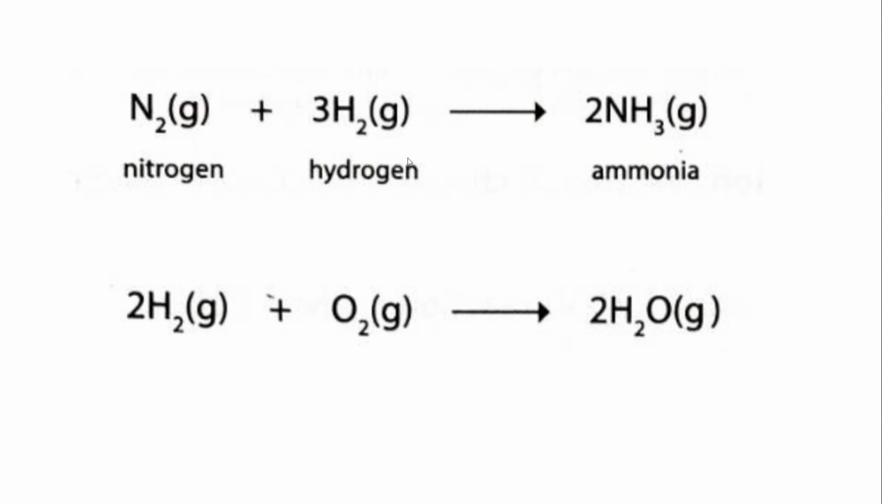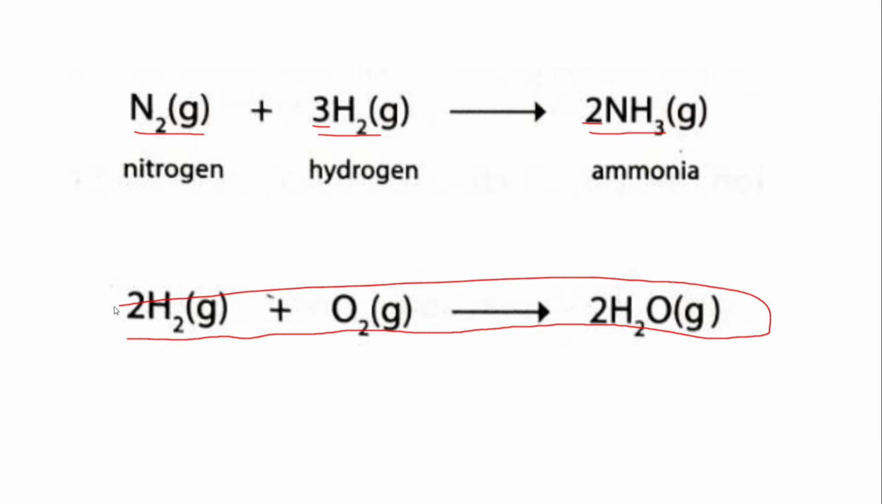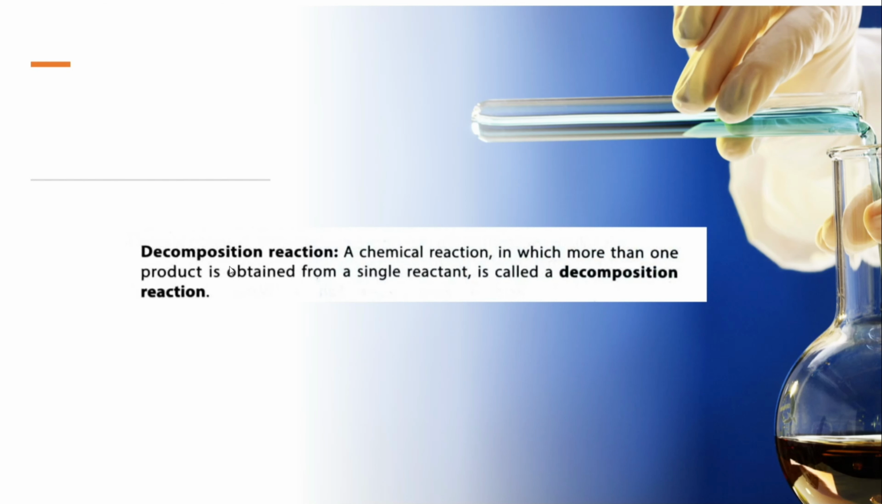So the first example is of ammonia. When we add nitrogen and hydrogen, we get ammonia. Now again you can see the numbers 3 and 2 here. These are from the balanced equation of ammonia, which we are going to learn in a few minutes. Then we have the example of water. So when we add H2 and O2, we get water.